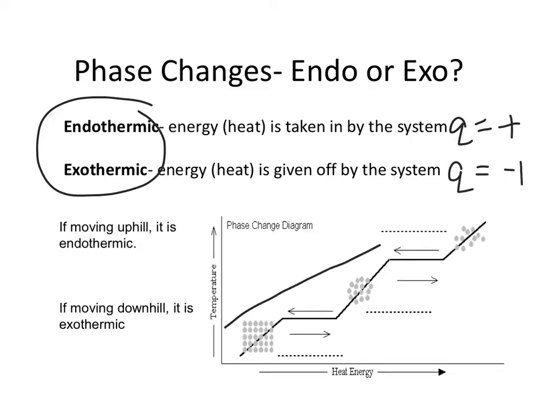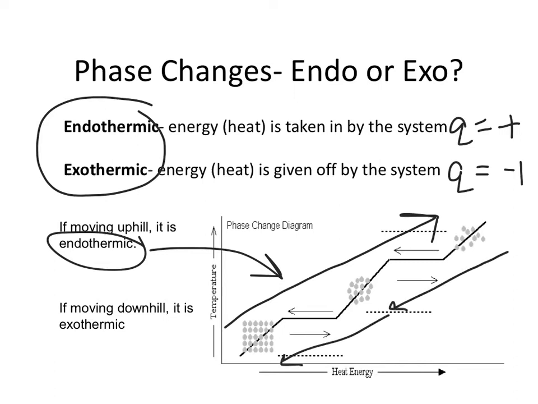So as we go up in energy, we know that that has to be endothermic because you're gaining energy. And if you're going to go from a gas to a liquid or a liquid to a solid, you are losing energy in order to cool it down, in order to freeze or something like that. So that would be, again, exothermic.